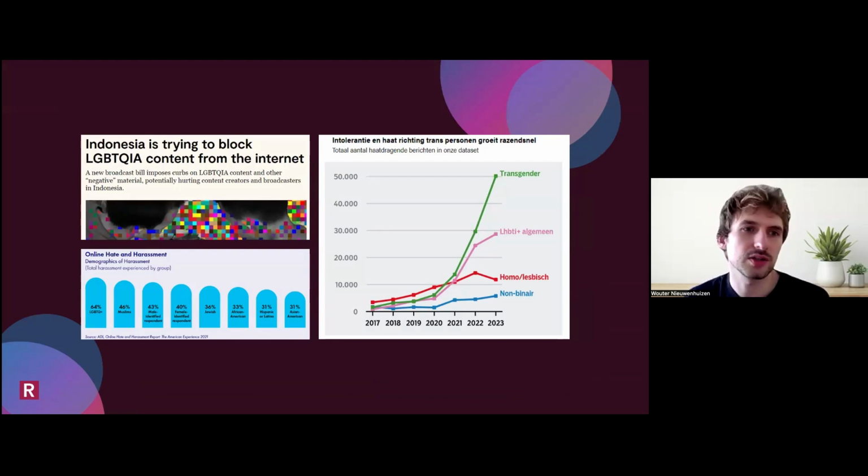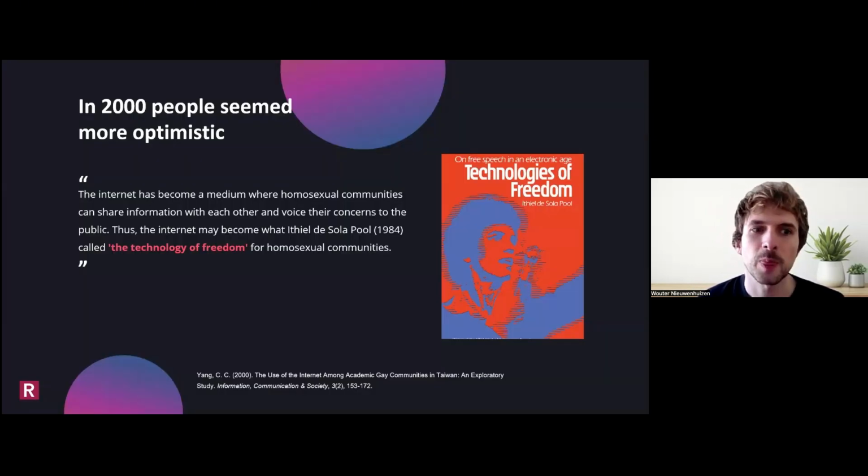But of course, we also know that, the graph on the right is in Dutch, but on the left, I think you can already see that LGBTQ plus people experience the most hate and harassment of all kinds of demographics online. So more than people that identify as female, more than Jewish people, Muslims, etc. And also that there's a lot of tension on censoring and suppressing LGBTQI plus voices online.